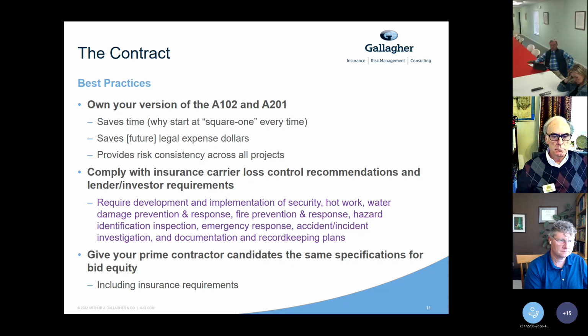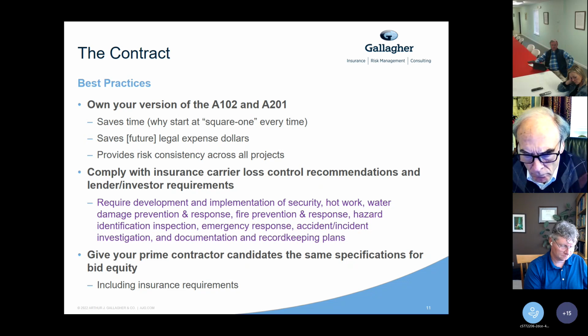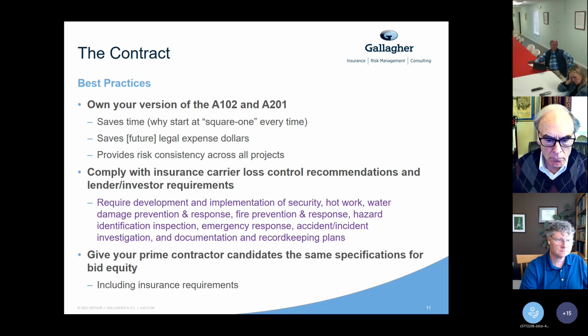So if your insurance carrier or if your lender investor has any of those, you want to make sure that you are requiring your GC to do that within the written agreement. And then you also want to make sure you have a process in place to confirm compliance. So making sure you're getting those written plans or programs before construction even starts, and then perhaps even having the project manager do some auditing to make sure that these things are being done.